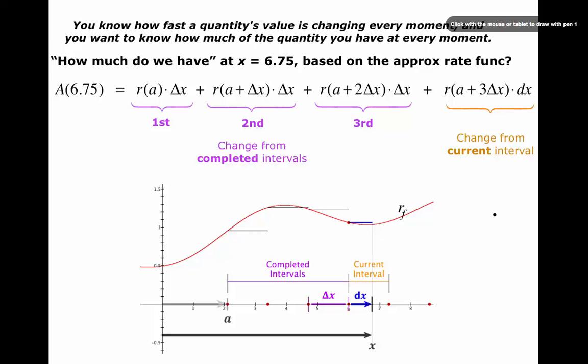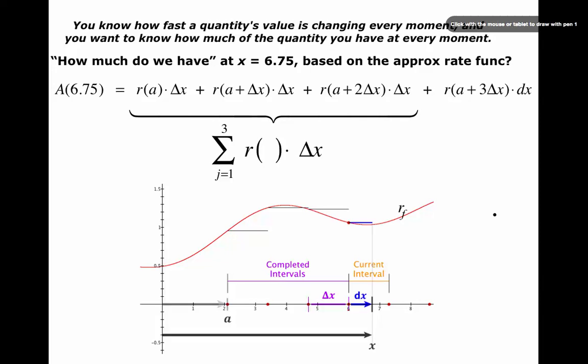So is delta x like an asymptote that we never quite reach? It has nothing to do with an asymptote. It's just a change in x. It's the width of a moment. Nothing to do with an asymptote. Other questions? Okay.